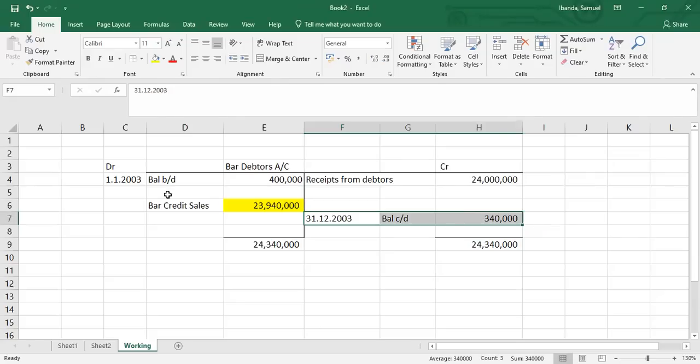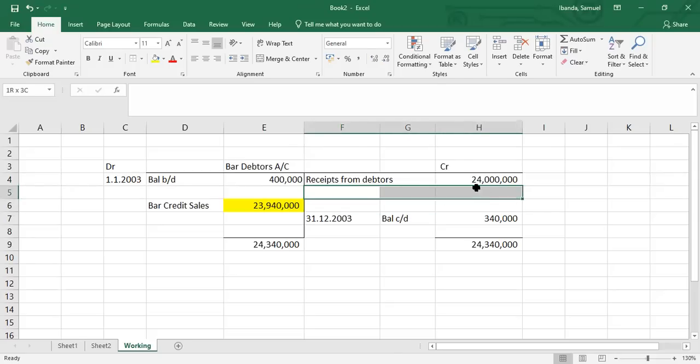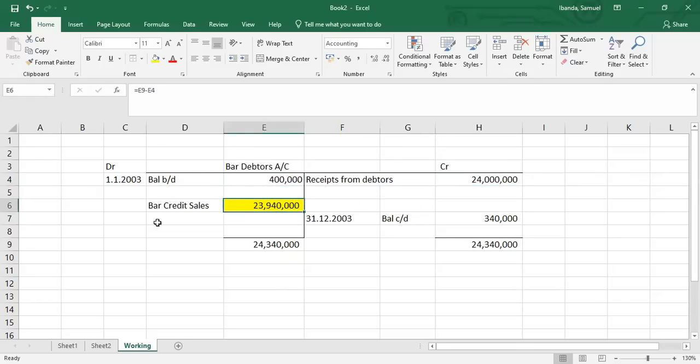In case we had any returns, we'll definitely also make sure that we come here. Returns also decrease the debtors. Just like the way payments decrease debtors, returns would also decrease them, so returns would be recorded on this side. But we don't have those details. Only what we had was the balance brought down, the balance carried down, and how much we received from the debtors. So we've been able to use this account to determine our credit sales, which is now 23,940,000.